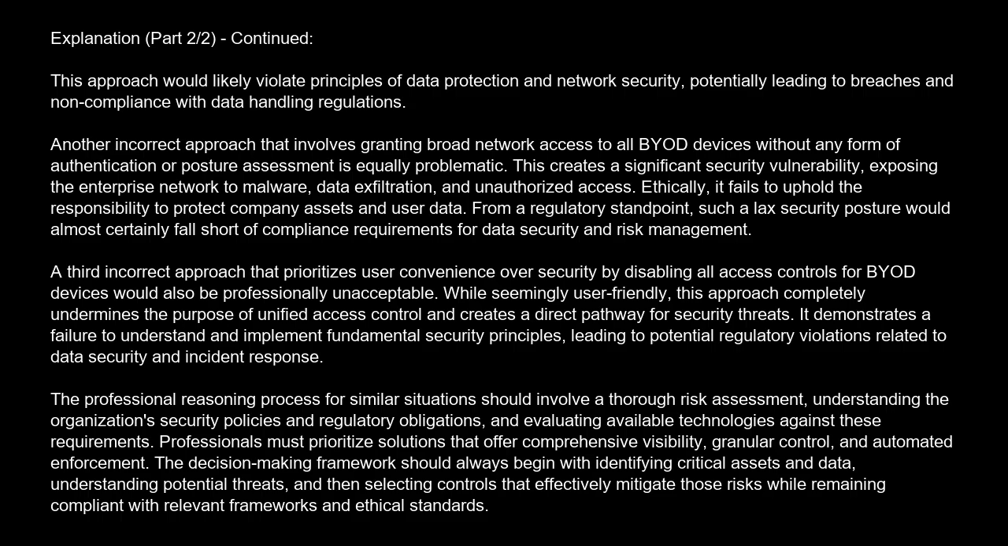The professional reasoning process for similar situations should involve a thorough risk assessment, understanding the organization's security policies and regulatory obligations, and evaluating available technologies against these requirements. Professionals must prioritize solutions that offer comprehensive visibility, granular control, and automated enforcement. The decision-making framework should always begin with identifying critical assets and data, understanding potential threats, and then selecting controls that effectively mitigate those risks while remaining compliant with relevant frameworks and ethical standards.